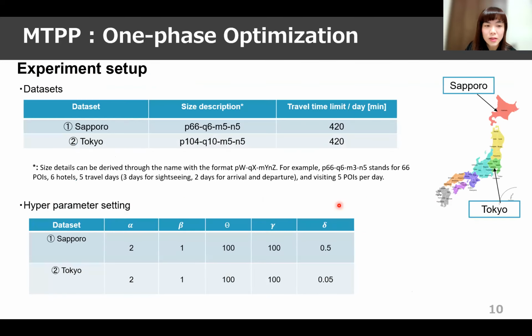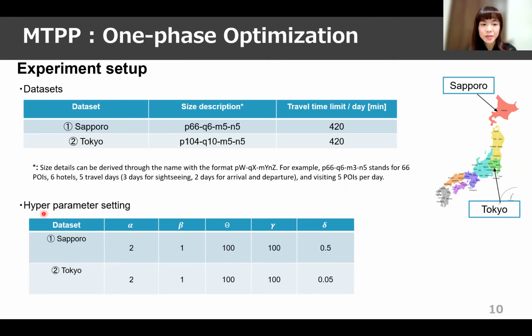Next, I would like to share some experimental results. First, we use two datasets for the evaluation. The first one is Sapporo. Here you can see it is a city in the northern part of Japan. And for Tokyo, I guess all of you are quite familiar with Tokyo. It is around here.